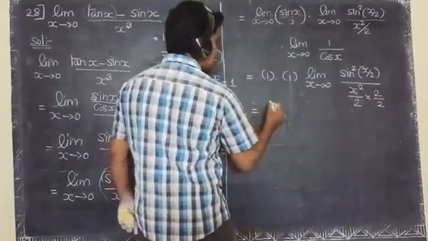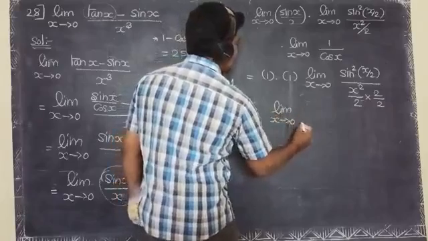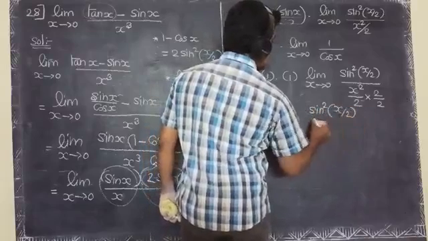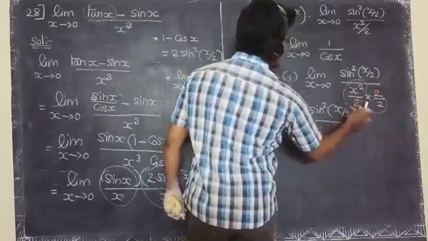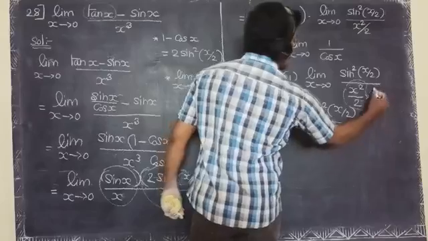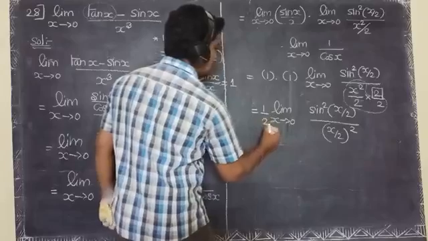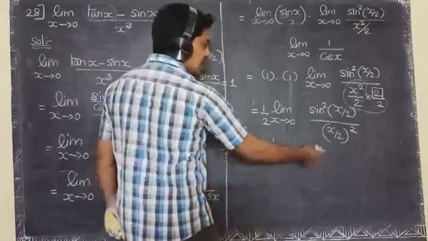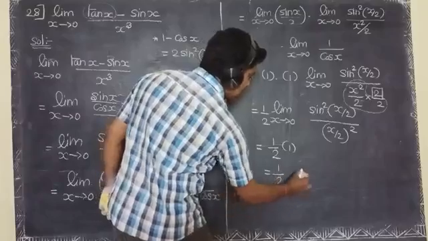We can rewrite it into the structure: limit x approaches 0 of sin square (x divided by 2) divided by the grouping of the denominator, (x divided by 2) the whole square, then the remaining is the constant 1 by 2. That is 1 divided by 2 into the value, which is 1. 1 by 2 into 1 is 1 divided by 2.